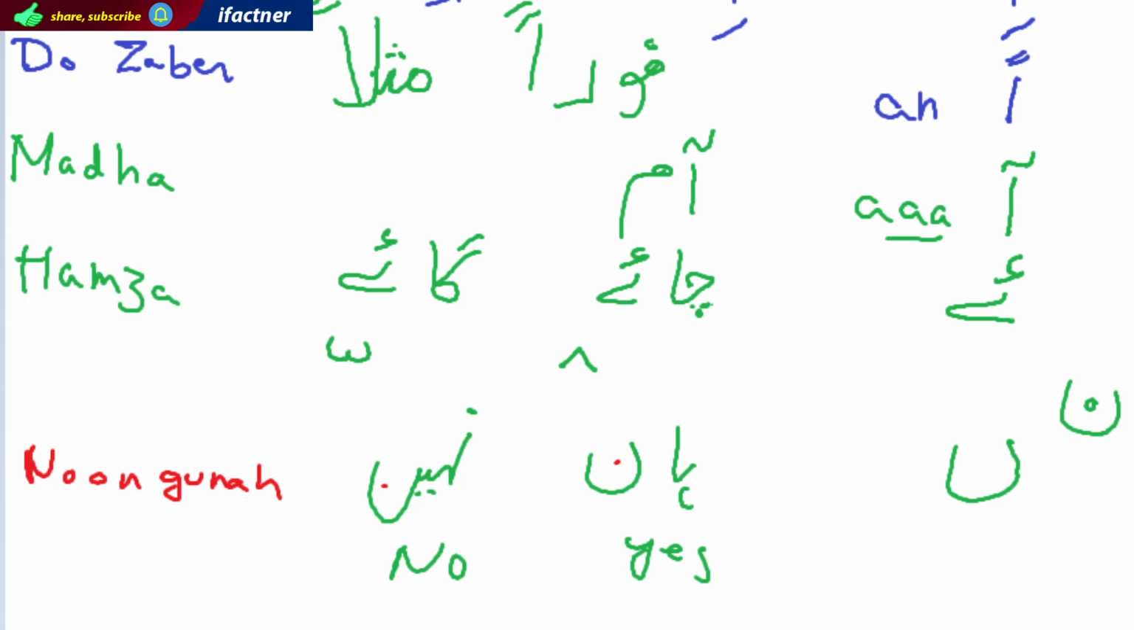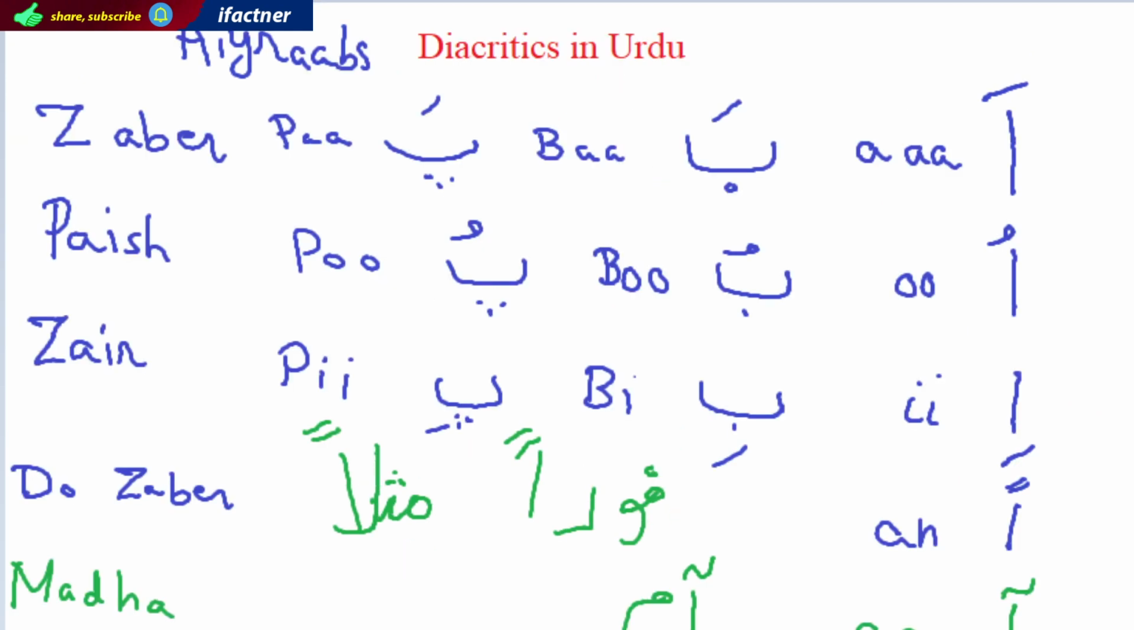So ladies and gentlemen, this was our tutorial about using diacritics in the Urdu language. We will talk about the first 3 diacritics, Zabar, Paish and Zair, in detail in the next lesson.